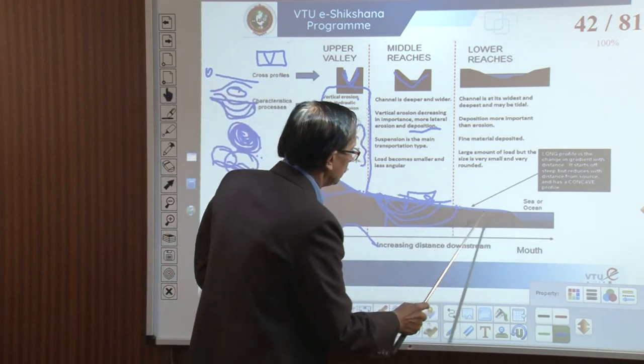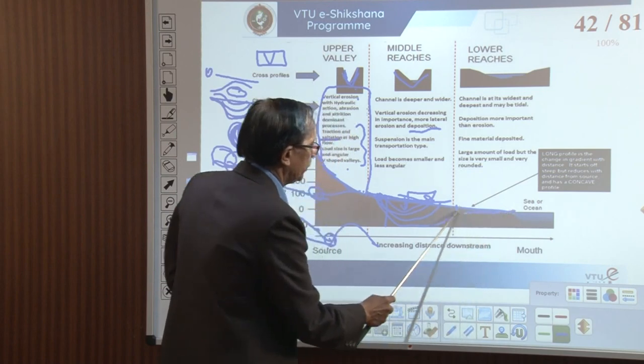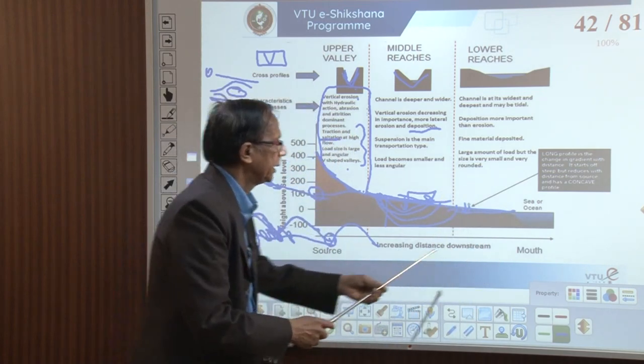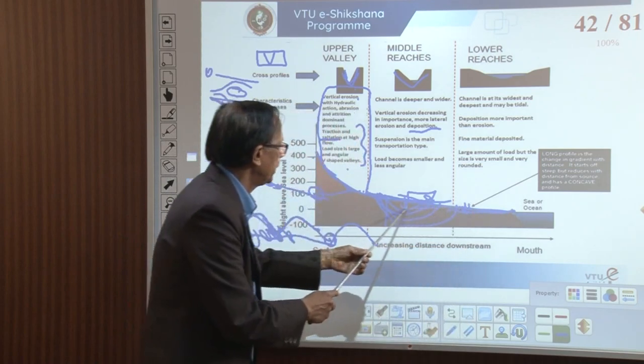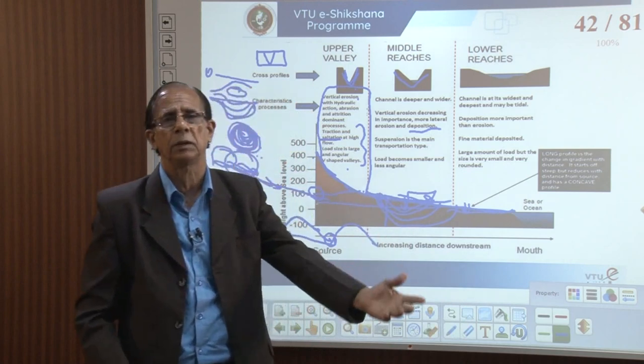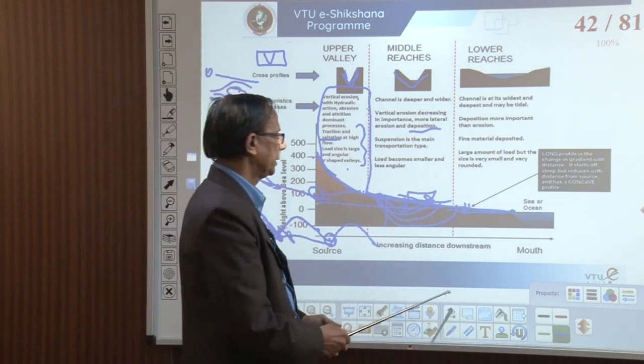As you reach the coastal belt, you are close to sea level, and the base level is very low. What is the base level? If I extend sea level landward, that determines the ultimate level up to which a river can erode its bed. That is the base level.